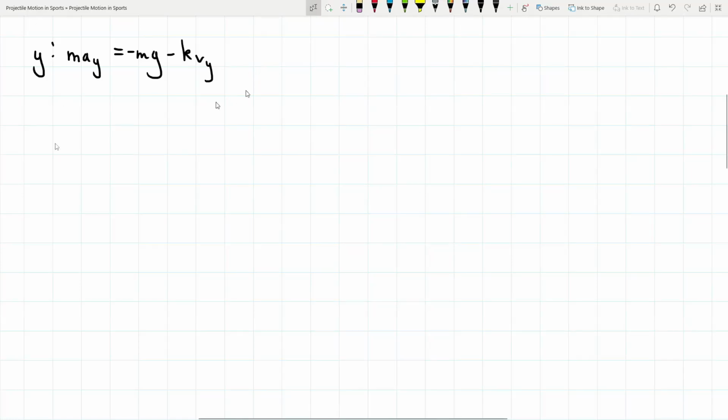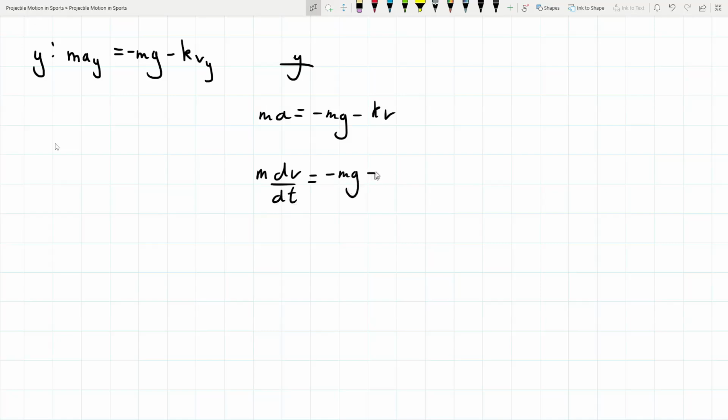Since we're just going to acknowledge this is in the y direction, we're just going to rewrite it as ma equals minus mg minus kv, okay? Now we know a is dv/dt, so we can say m dv/dt equals minus mg minus kv. I'm going to multiply by dt first, just to make it a bit simpler, so we just multiply both sides by dt.